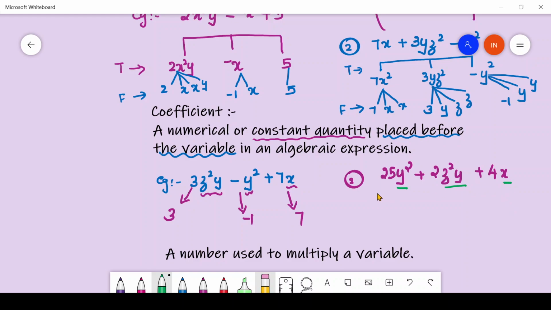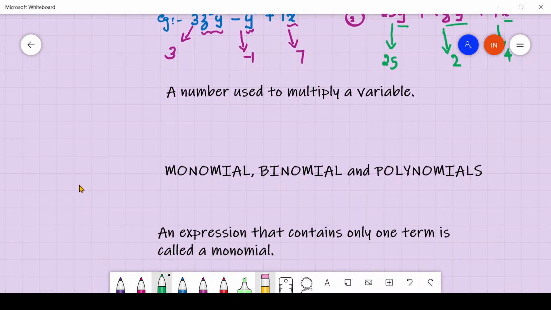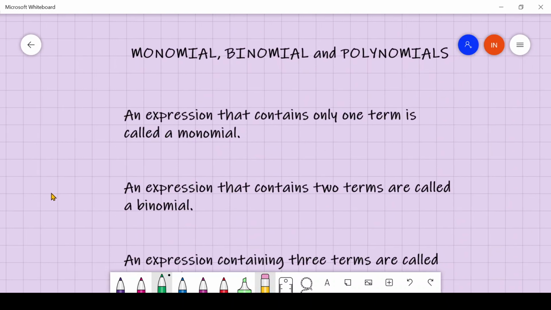So we can write the constant quantity before the variable of the first term, which one? 25. For the second term, 2, and the third term, 4. So these are the coefficients of this expression 25y square plus 2z square y plus 4x. So a number used to multiply a variable can be called a coefficient, right? So let us move on now to monomial, binomial and polynomials.